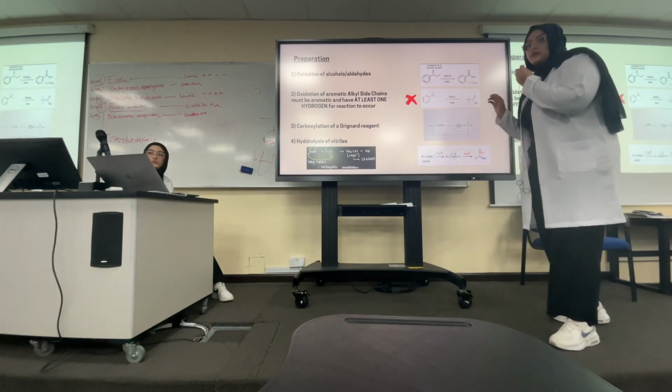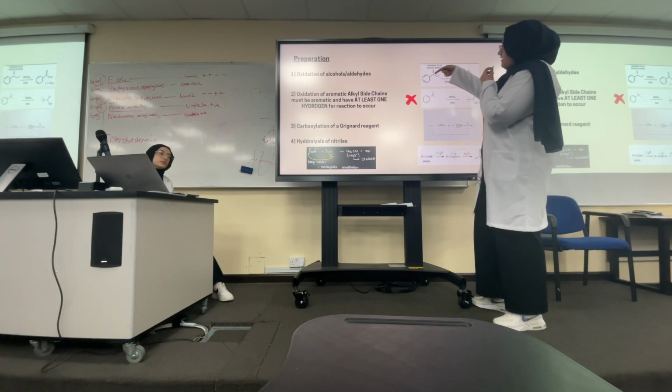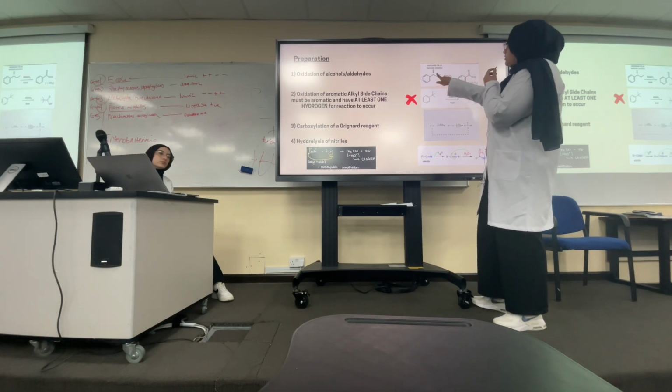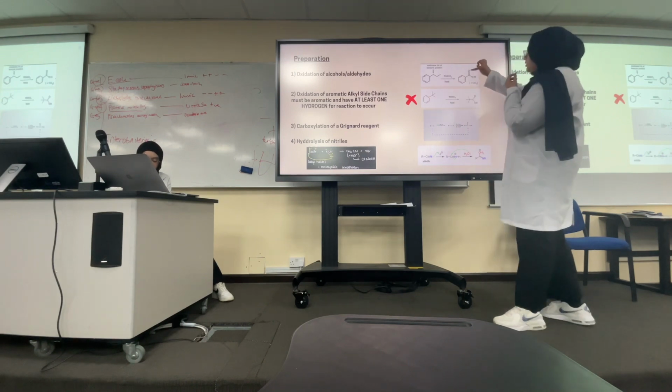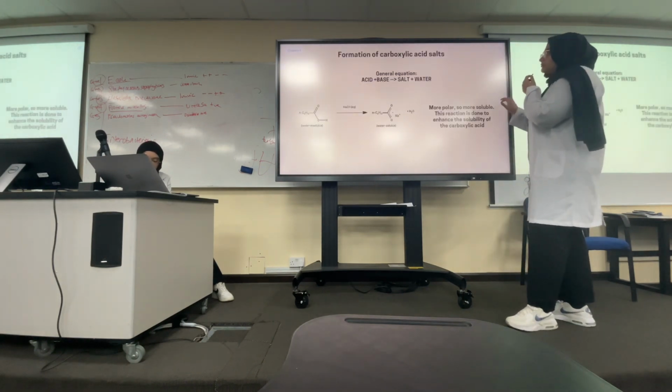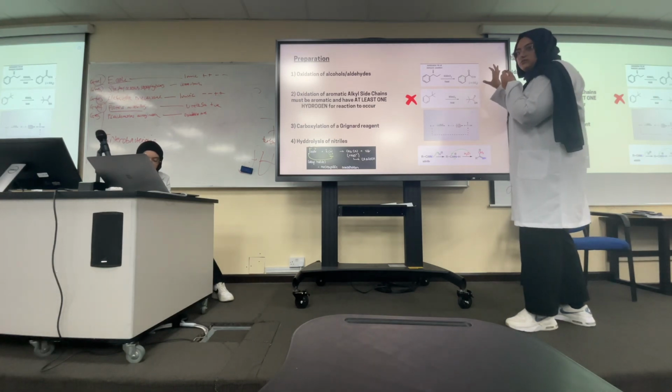Can you show us an example? Okay, this one. Here, look. If I continue drawing, I have an H and an H, right? So this whole thing, I removed it and I added COOH, and then I had carbon dioxide. Okay?